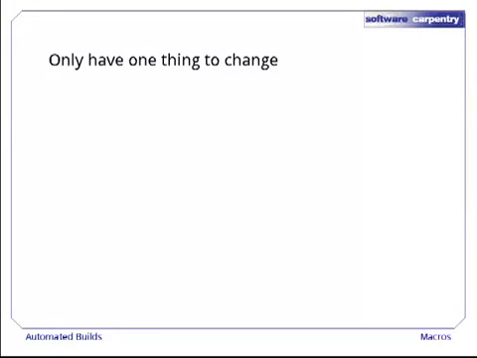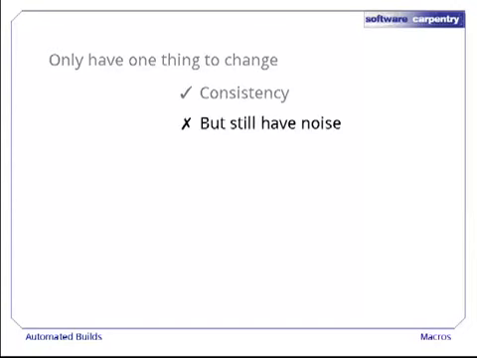Now, when we want to move our makefile from one machine to another, we only have to change one definition in one place. We no longer have to worry about consistency, but we're still making changes to a file that's under version control that we don't want written back to the repository.